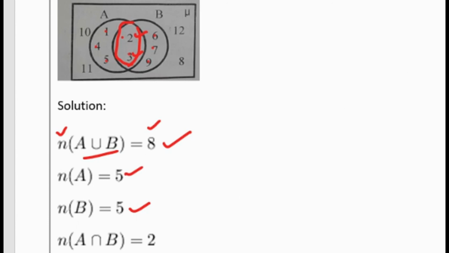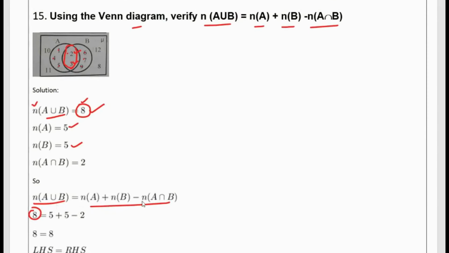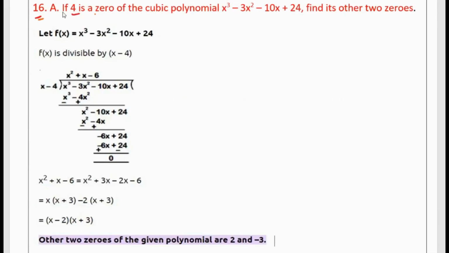So to prove this, n of A union B is n of A plus n of B minus n of A intersection B, we will take the left hand side and right hand side. So left hand side n of A union B is 8 elements, and n of A plus n of B minus n of A intersection B is nothing but 8. So both LHS and RHS are equal. This is proved.